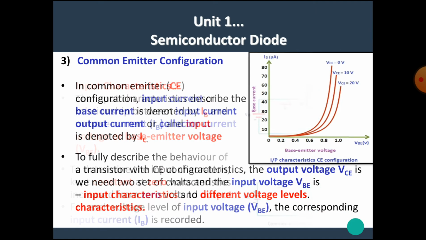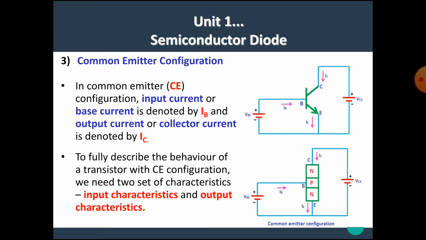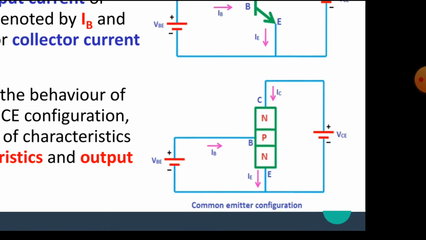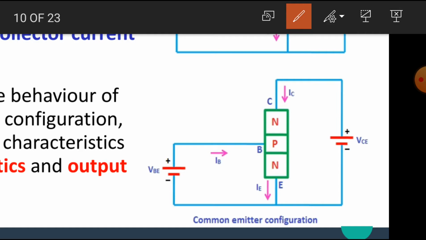Before going to the input characteristics, let's see a short operation of the NPN transistor in common emitter mode. Here the supply between base and emitter is forward biased. That means the positive terminal is connected to the p type material and the negative terminal is connected to the n type material, and this is the reverse bias connection.